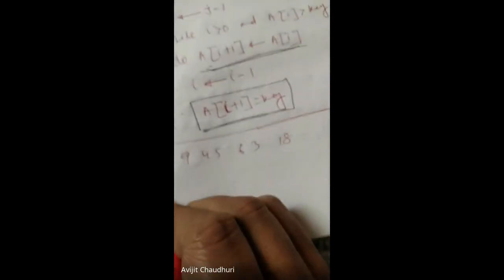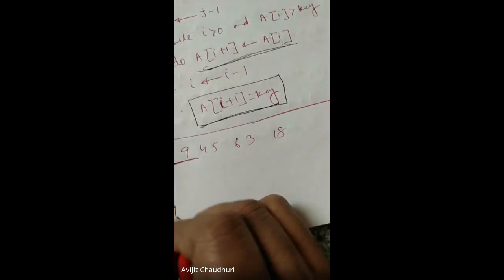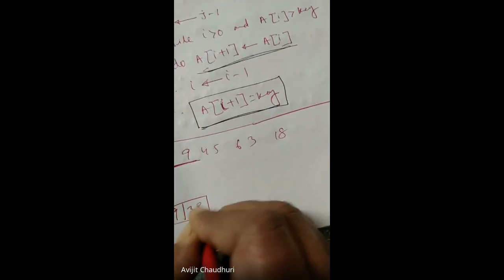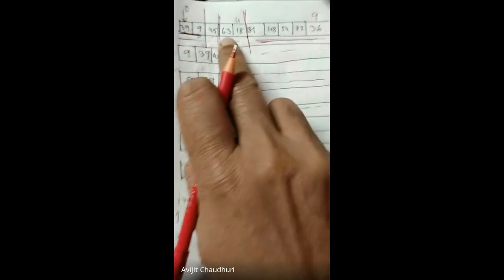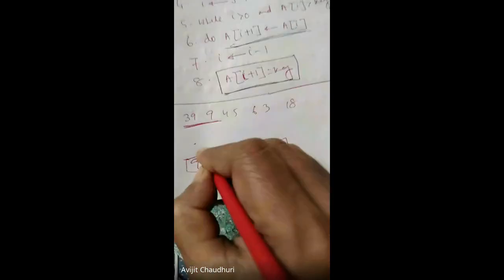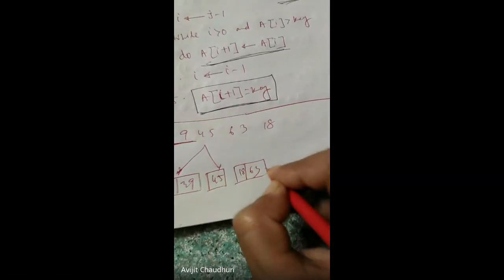Now these two elements will be sorted first. So how will this be sorted? 39, 9 will be taken first, and it becomes 9, 39. Then 45 is already sorted, one item. Then 63 and 18 will be sorted as 18, 63. Now these two will be merged, as I have already shown you. Then again, these two arrays and this array can be merged in that way.